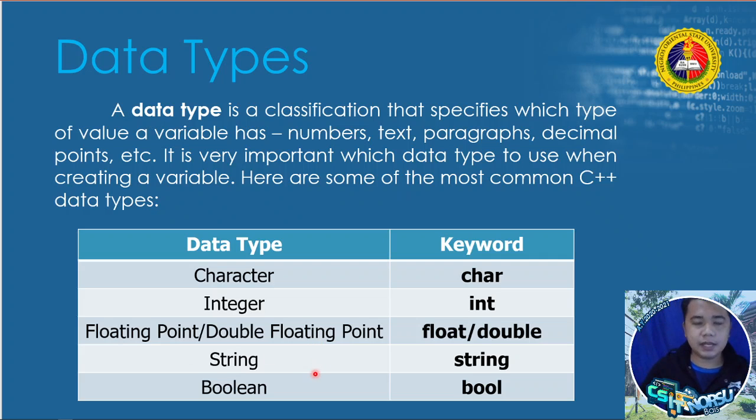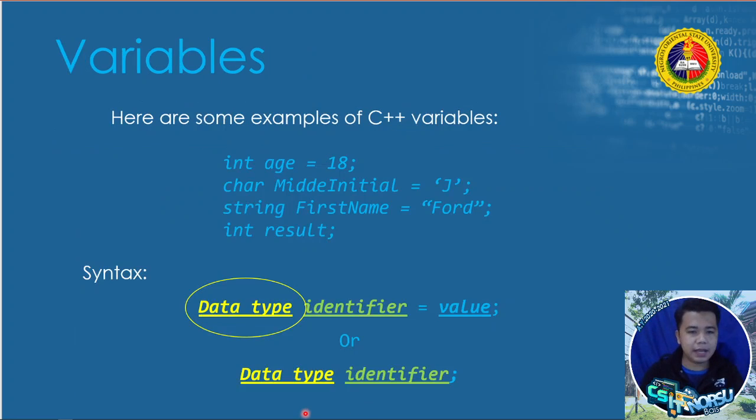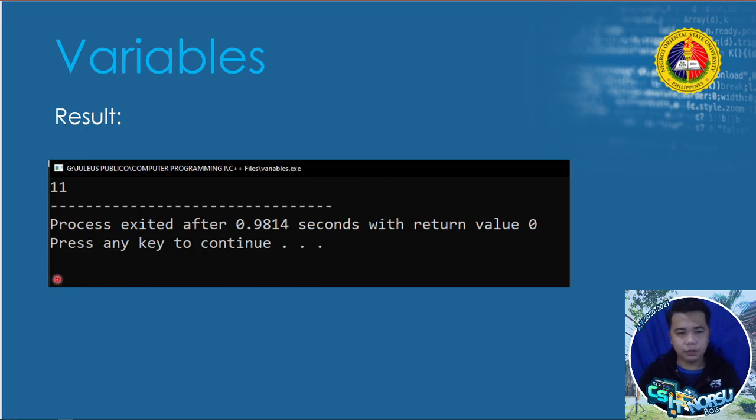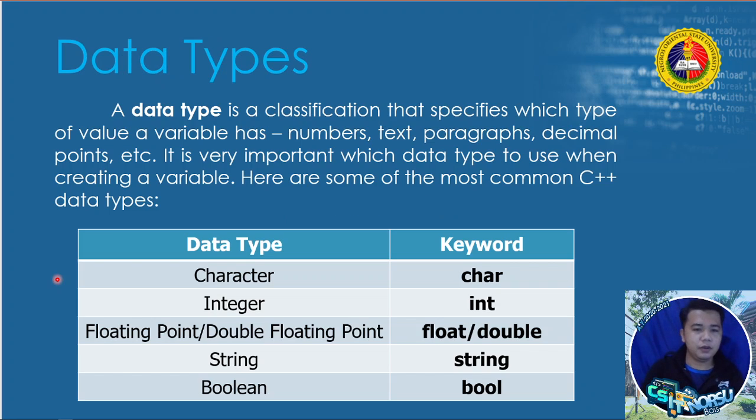So in C++, the keywords for these data types are: char for character, int for integer, float for floating point, double for double floating point, string for string, and bool for boolean. So let's go back to our example a while ago. Here we are using integer for all three variables. Why do we use integer? We will learn it by discussing one by one.